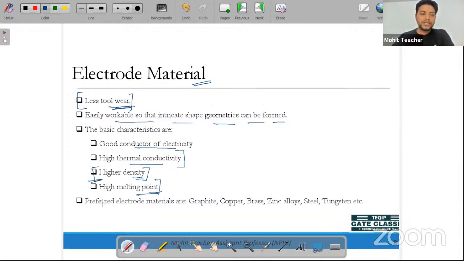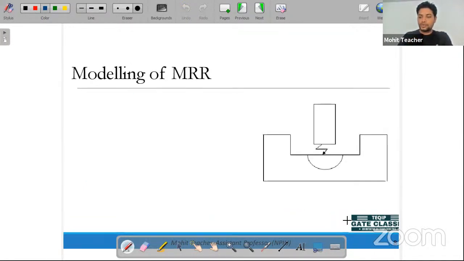Okay, so what are the preferred materials? Electrode materials are graphite, copper, brass, zinc alloy, steel, and tungsten, so we can use these. So this is about the electrode material. So let's move to the modeling of MRR. After this I will give you some time, so if you have any doubt you can ask me.